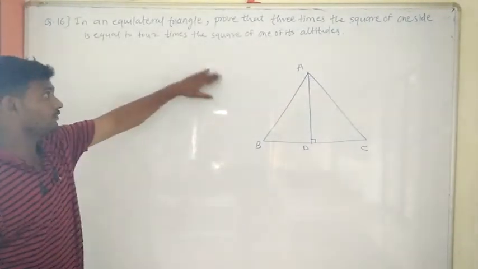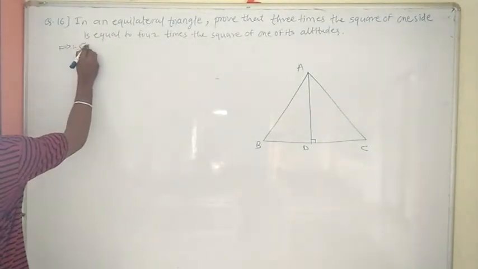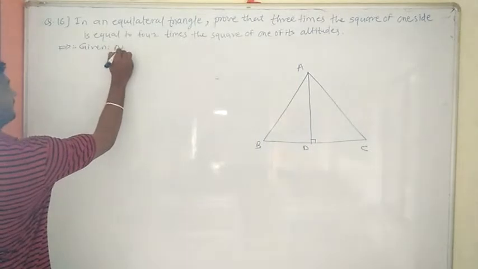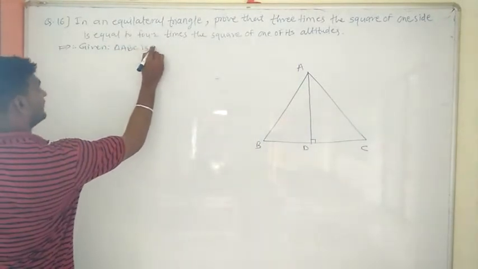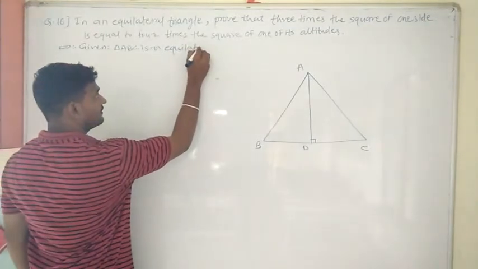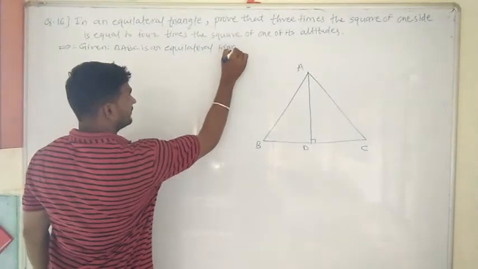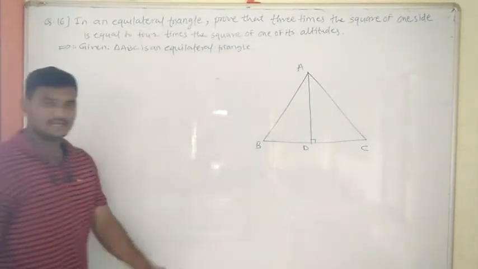Now what do we have to prove here? See here. First I will write given: triangle ABC is an equilateral triangle.